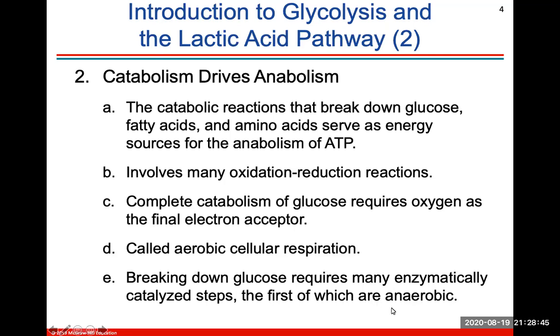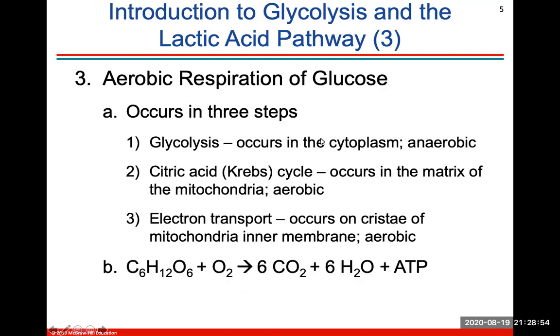Breaking down glucose requires many enzymes, and the first are actually anaerobic, which means they do not require oxygen. So the aerobic respiration of glucose occurs in 3 steps. Glycolysis occurs in the cytoplasm of the cell. This is an anaerobic step, no oxygen is needed. And then your citric acid cycle and the electron transport chain occur in the mitochondria. And this is an aerobic reaction, meaning it does require oxygen.